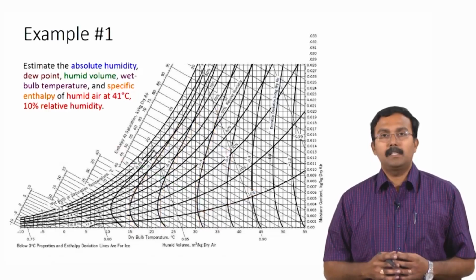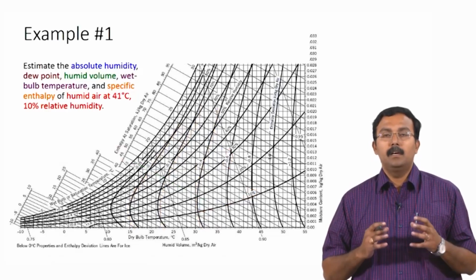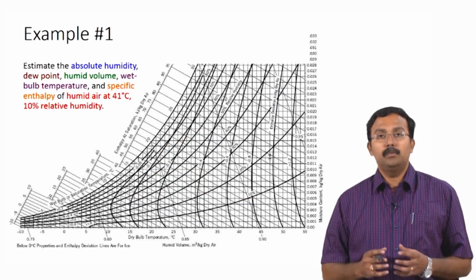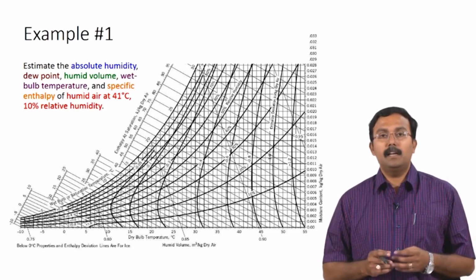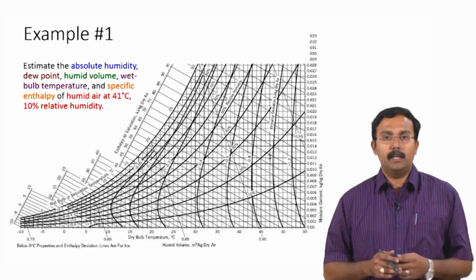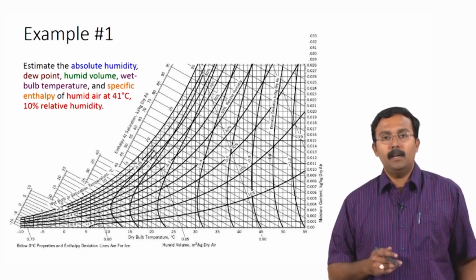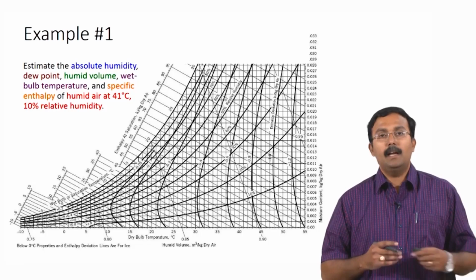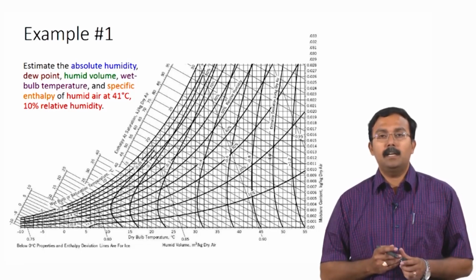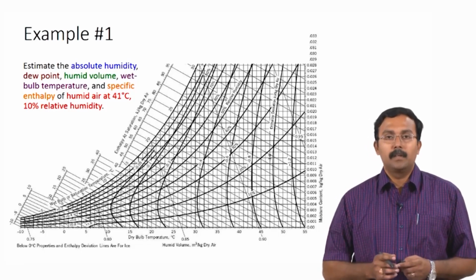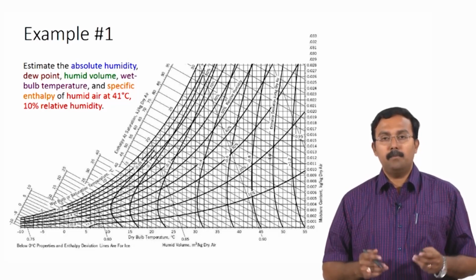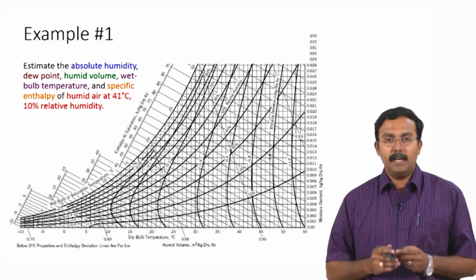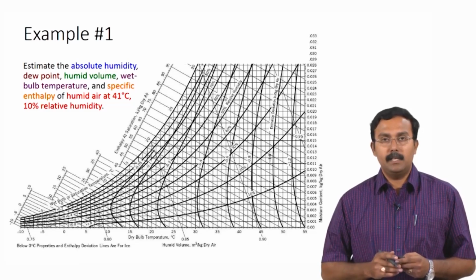Let us look at a couple of example problems which will help us understand how to read these psychrometric charts to get the different parameters that we looked at. So, we have been given a condition of 41 degrees Celsius and 10% relative humidity and asked to calculate all the parameters that we had looked at till now. So, the first thing we want to calculate is the absolute humidity. For that, let us first identify the points which we are interested in.